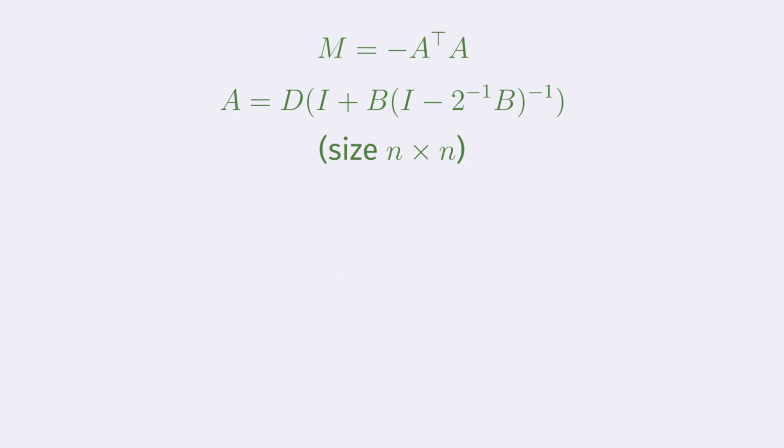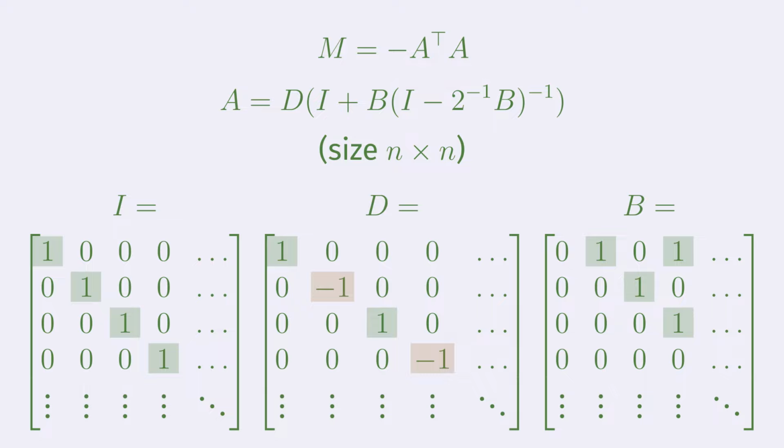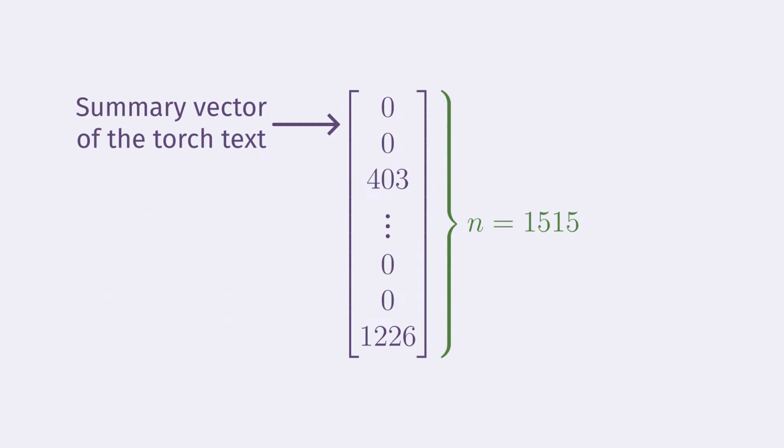The base matrix M of size n by n is equal to negative A transpose A, where the matrix A is constructed using the formula A equals D times (I plus B) times the inverse of (I minus 2 inverse B). Here, I is the identity matrix, D is the diagonal matrix with alternating ones and negative ones, and B is the following matrix, all of size n by n. This n is the dimension of the summary vector, and in the case of our relay text, we have n equals 1515. Also, we're working with the integers mod p for our calculations, where p is the prime number 3877.